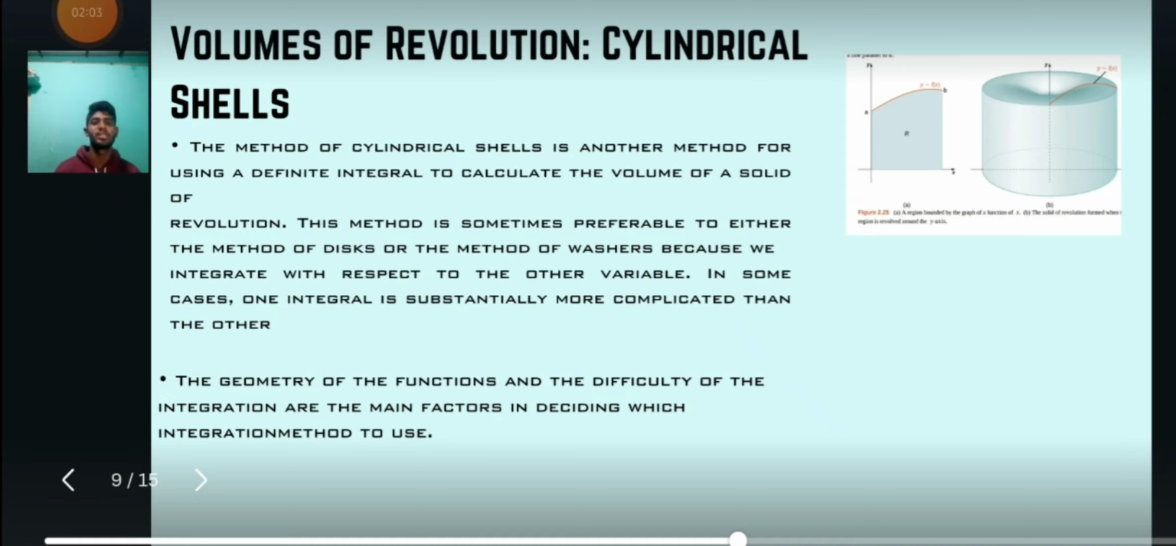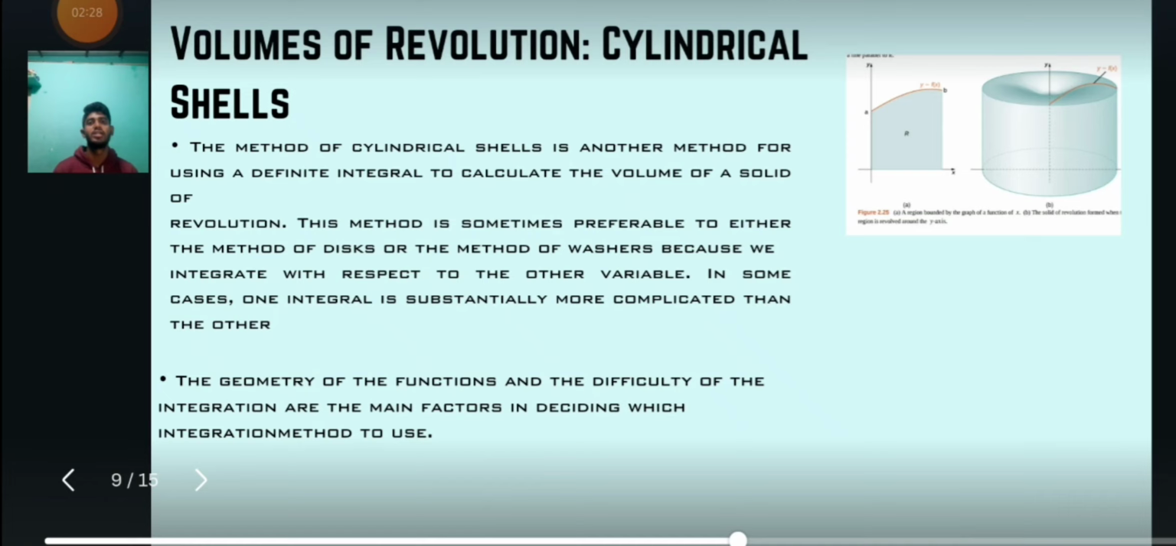In some cases, one integral is substantially more complicated than the other. The geometry of the functions and the difficulty of the integration are the main factors in deciding which integration method to use. Means the method which we are going to use will depend upon the difficulty level. Which one is easy, we will prefer that only.